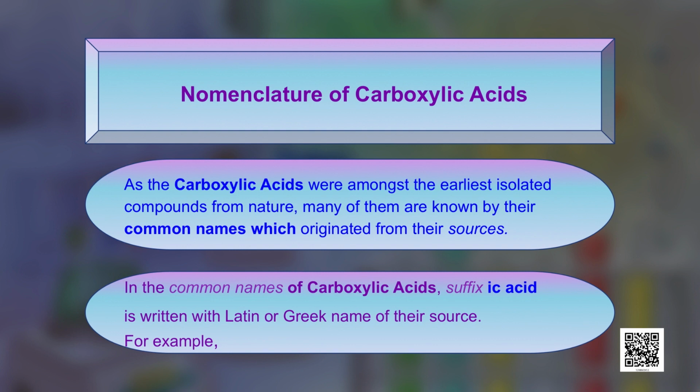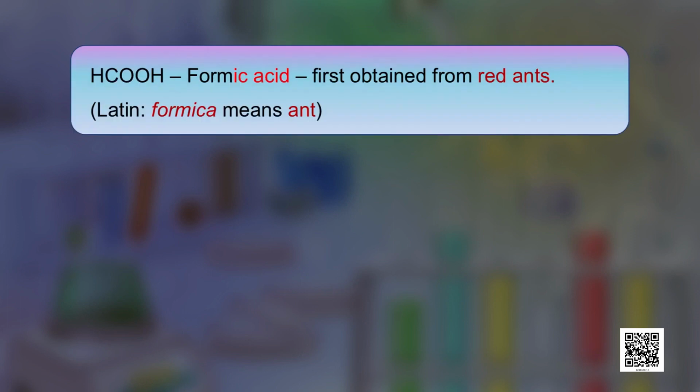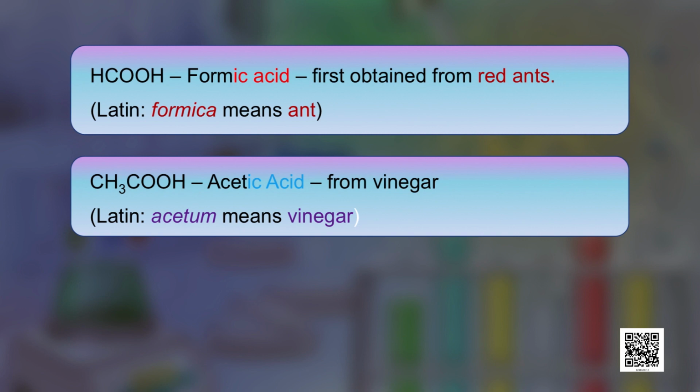In the common names of carboxylic acids, the suffix ic acid is written with the Latin or the Greek name of the source of the acid. For example, in formic acid, the name is coming from red ants, that is the formica, which is the name in Latin meaning the ant, and the structure you know is HCOOH. And for acetic acid, which comes from vinegar, the formula is CH3COOH, and in Latin acetum means vinegar, and you know that in vinegar acetic acid is present.